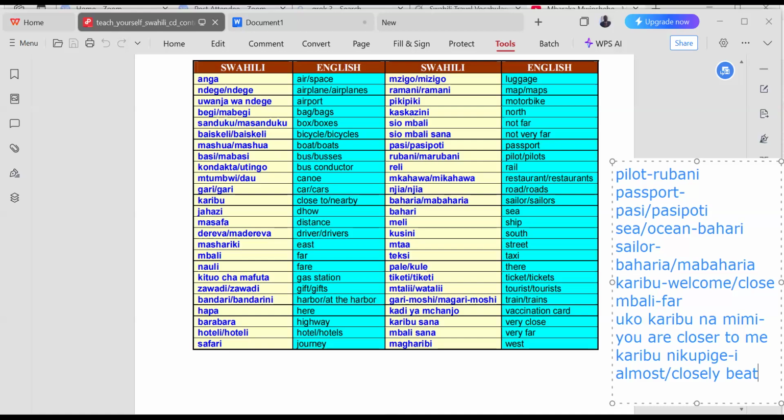Any questions, Sister Portia? You are a good teacher. Thank you very much. Asante sana. Welcome. So that karibu has two meanings, and for those who are confused again, I think now it's a bit clear for you.